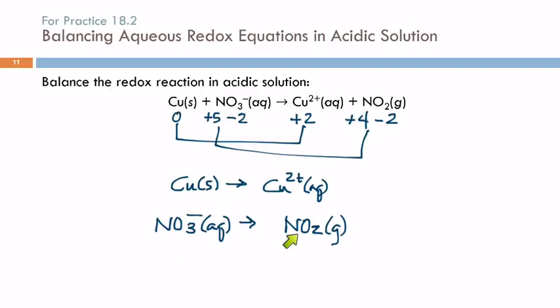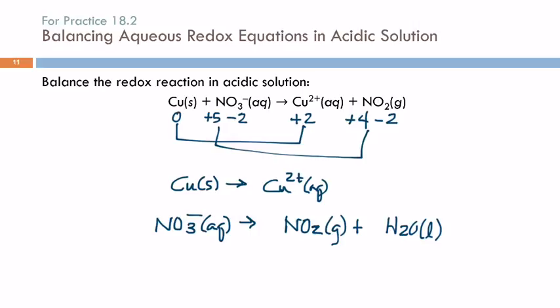I've got 1 nitrogen on each side, but I have 2 oxygens here and 3 oxygens there. The nitrogens are balanced. So I don't want to just stick coefficients in here because you're never going to get it to balance, right? I need 1 more oxygen on this side, don't I? I'm going to balance the oxygen by adding a water molecule. So H2O, and that's going to be a liquid.